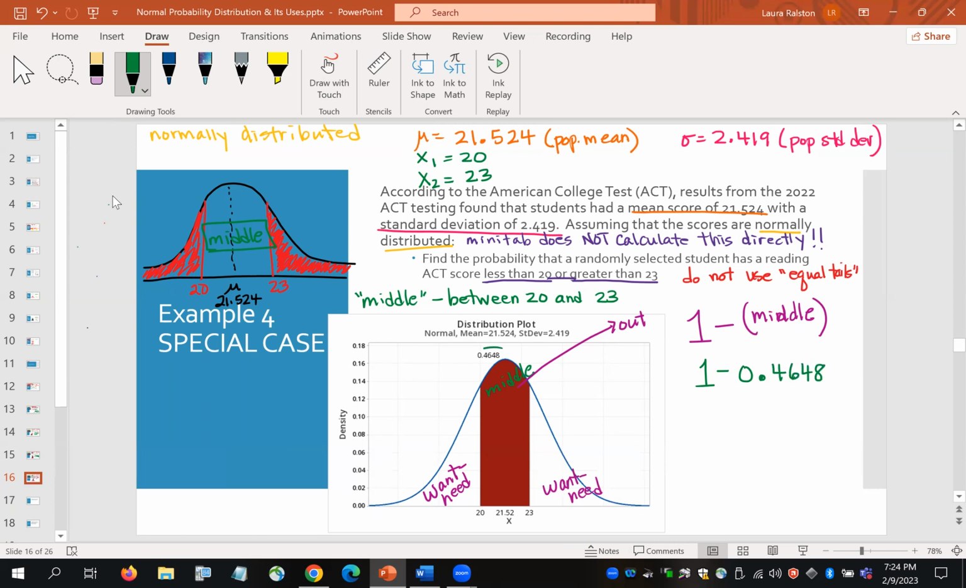0.4648. Notice this number right up here at the top. And I'm going to take that out. I'm going to use my handheld calculator. So I have 1 minus 0.4648, which is 0.5352. 0.5352 corresponds to my wanted area. So the probability that a randomly selected student would have a reading ACT score less than 20 or greater than 23 is about 54%.